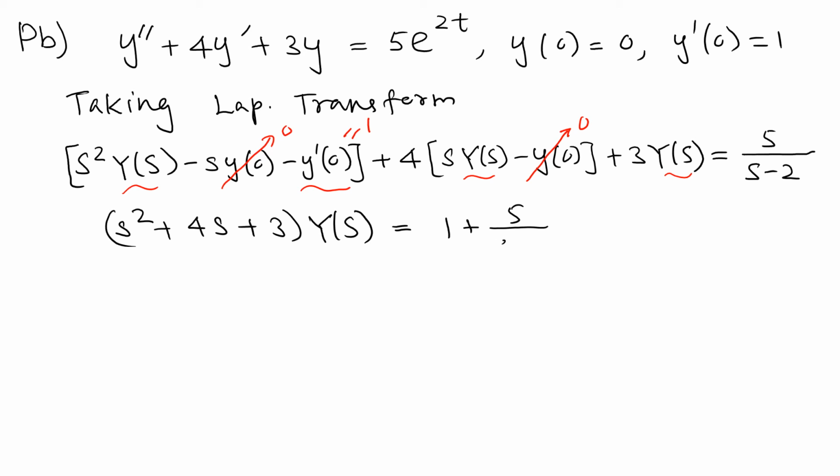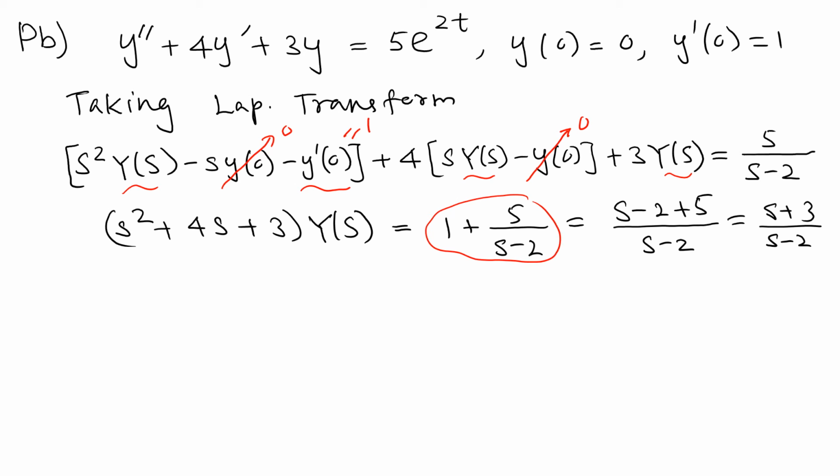So let's simplify this one. Now what we can do, we take the common denominator. So we can write this as (s minus 2 plus 5) divided by (s minus 2). Because of that, the numerator is going to be s plus 3 over s minus 2. So that's what you get. It's always a good idea to simplify this rather than writing two fractions.